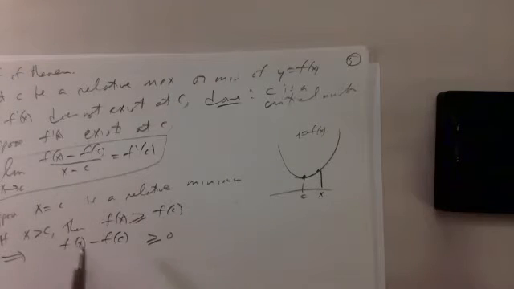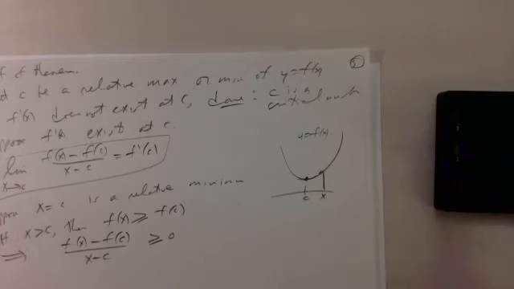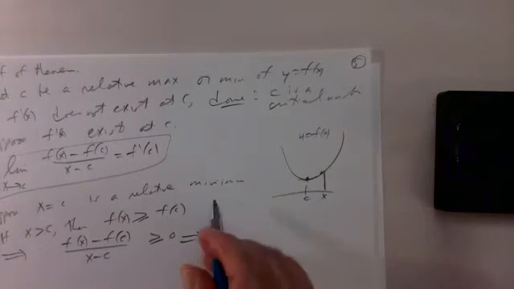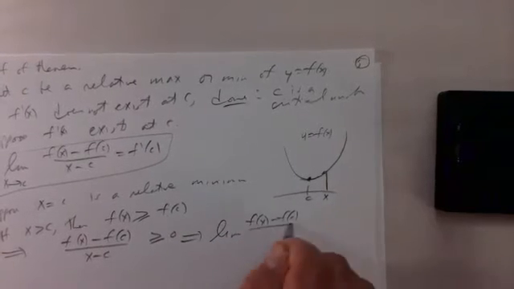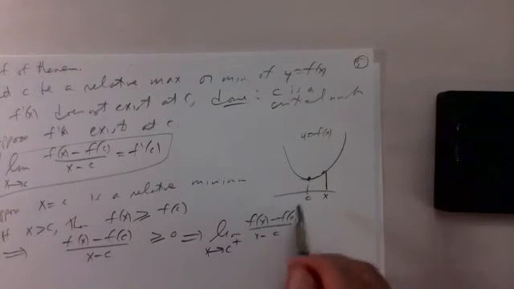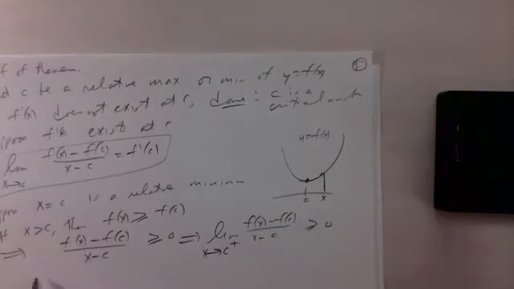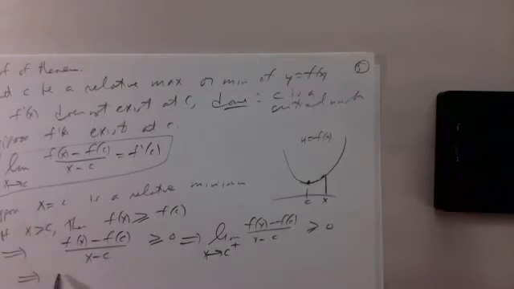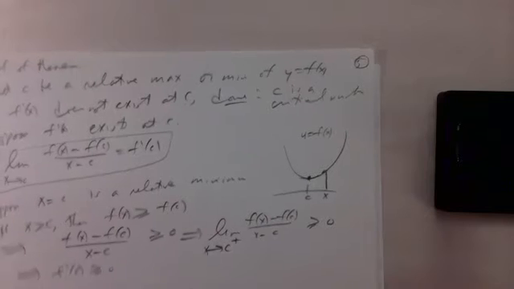If x is bigger than c, x minus c is positive, you can divide by it. So if x is bigger than c, then f of x minus f of c over x minus c is greater than or equal to 0, which means the limit of f of x minus f of c over x minus c, as x approaches c from the positive side, is going to be greater than or equal to 0. And this limit is the derivative. This means the derivative is greater than or equal to 0.